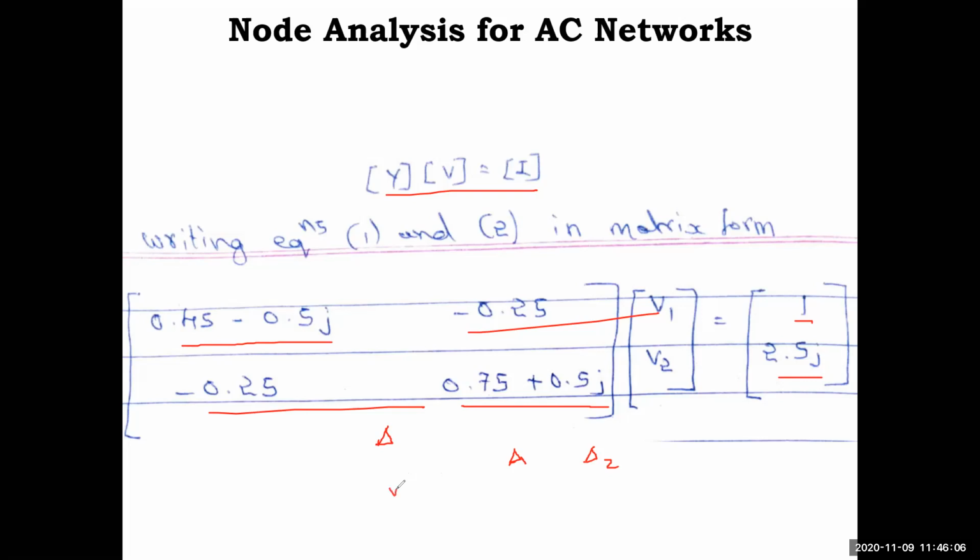So then to find v1, you take the ratio delta 1 by delta, and to find v2 you take delta 2 by delta. Okay, so the formula is there with you. The only thing is, with respect to j, you have to do the calculation very carefully. Okay, so write this down and practice. Okay, so just follow the answers.